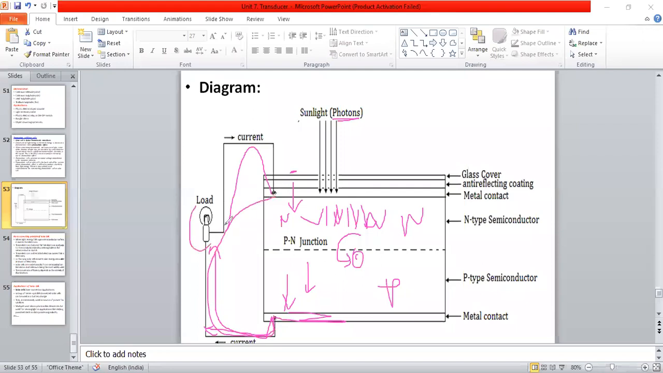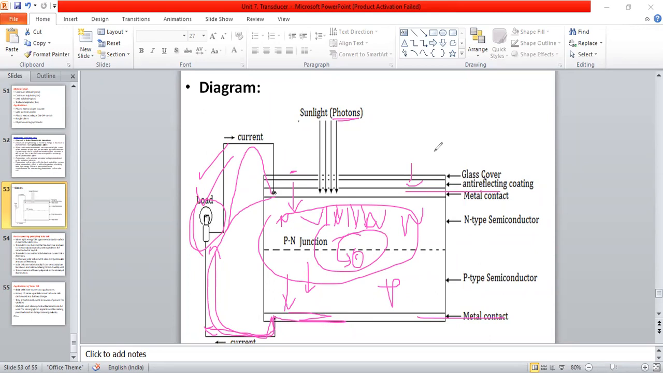In between we have connected the load. Whether it is generating or not, we have to observe by blinking the light on and off. If you know the PN junction operation, it is easy to understand. Only light is falling on it, and on both sides one metal strip is used. On the N type, the upper side has anti-reflecting coating, and glass is used here.